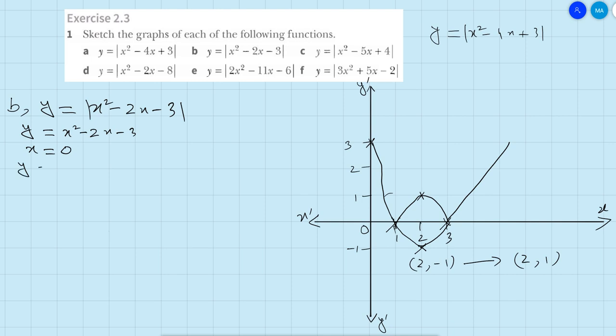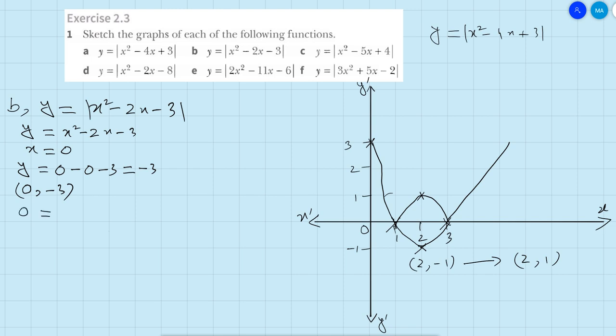So y is equals to x square. 0 square is 0. 2 into 0 is 0 minus 3. 0 minus 0 minus 3 is minus 3. So first coordinate, axis of coordinate, when x is 0, y is minus 3. This is first point. Now put y is equals to 0 in the given equation.